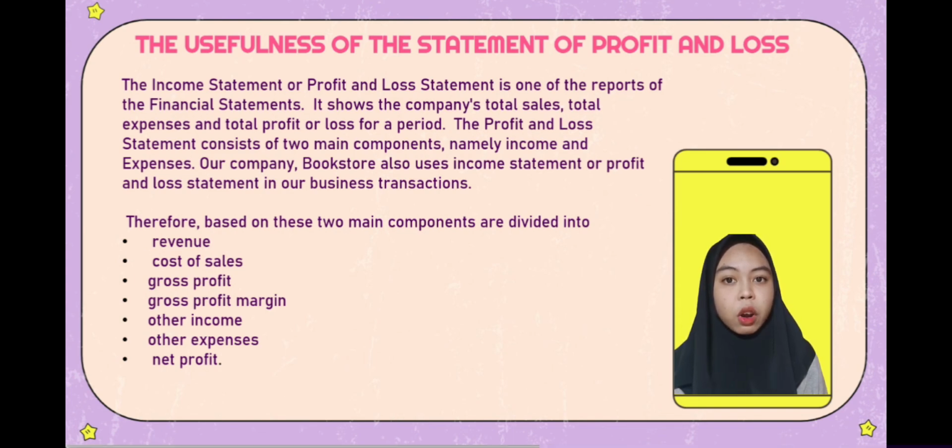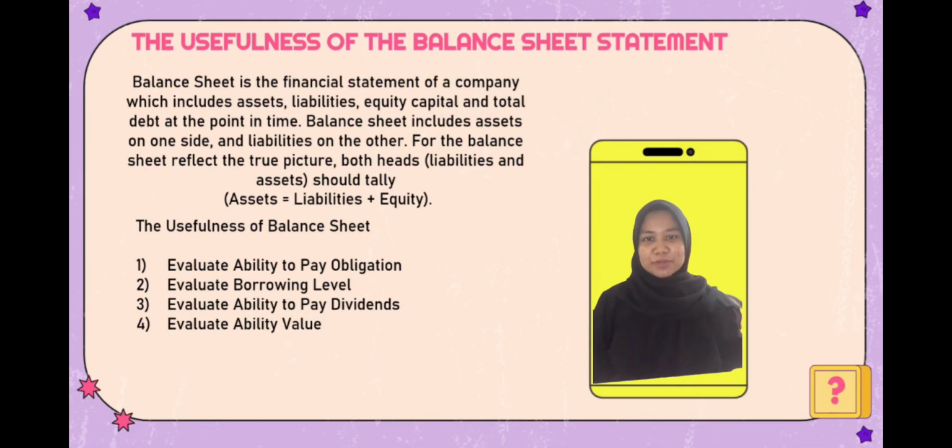Next, usefulness of the statement of profit and loss. The income statement or profit and loss statement is one of the reports of the financial statements. It shows the company's total sales, total expenses, and total profit or loss for a period. The profit and loss statement consists of two components, namely income and expense. Our company, Bookstore, also uses the income statement in our business transactions. Therefore, these two components are divided into revenue, cost of sales, gross profit margin, other income, other expenses, and net profit.